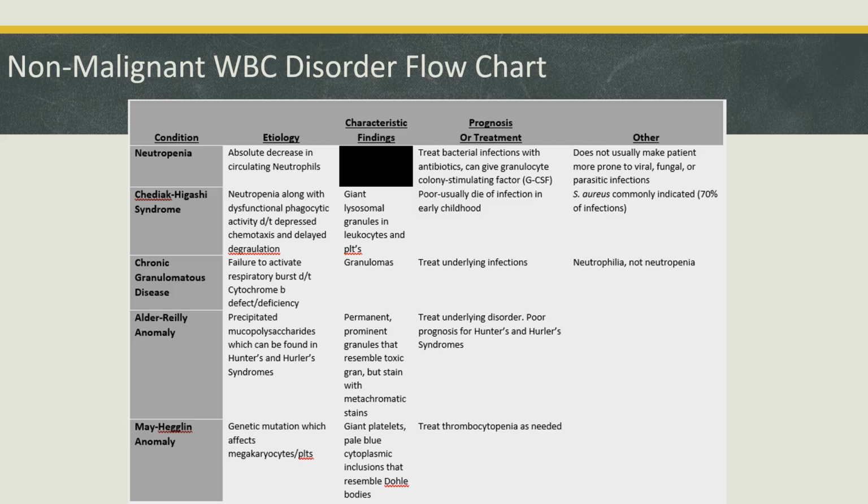Next, we've got Alder-Reilly anomaly. What we're going to see in Alder-Reilly are precipitated mucopolysaccharides that can be found in Hunter's and Hurler syndrome. The interesting thing is that these precipitated mucopolysaccharides do resemble toxic granulation, but they stain with a metachromatic stain, which we didn't really talk too much about what that is.